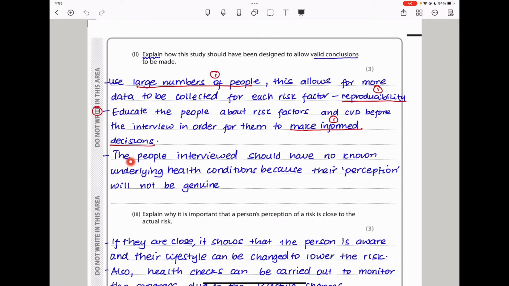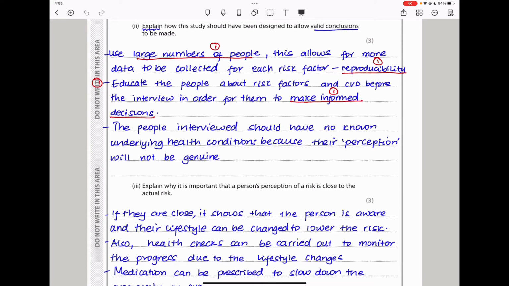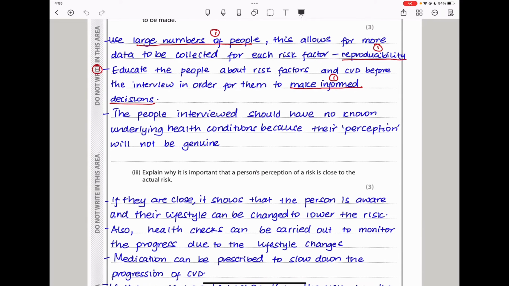Then next I said the people interviewed should have no known underlying health conditions because their perception will not be genuine. If somebody knows already that they have high blood cholesterol, or if they knew that they have cardiovascular disease, of course, when you ask them, they know they already have the condition. They will tell you the result, and you would think, oh, their perceived risk as well as the actual risk is exactly the same, but they already knew the condition was there before the interview. So you have to ensure that they do not know their underlying conditions.